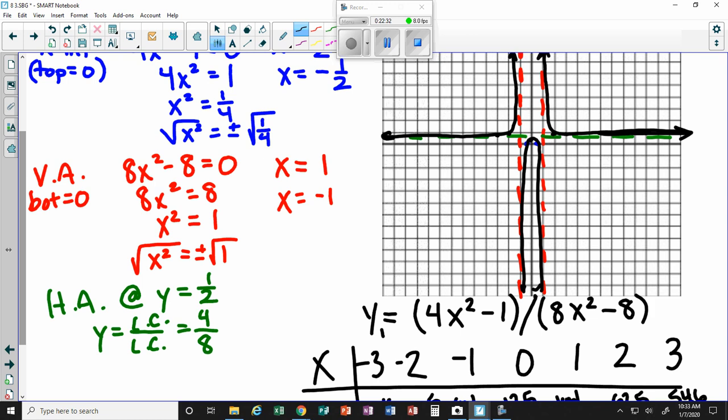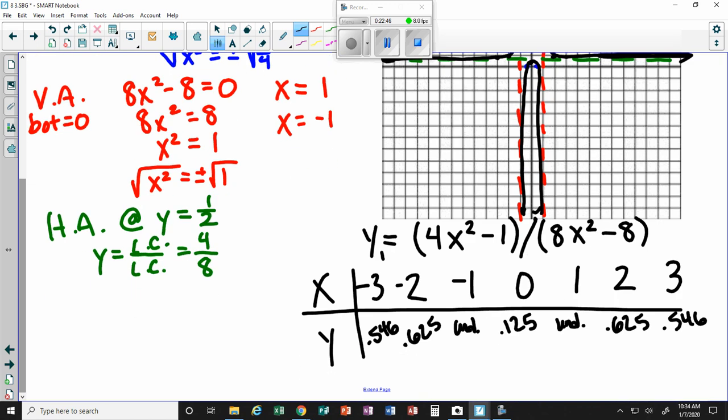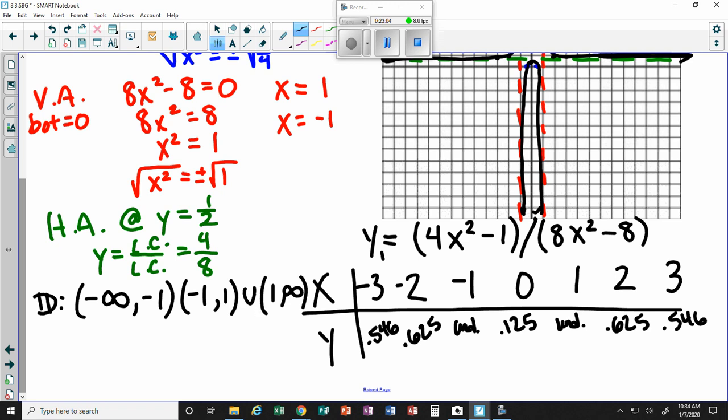Now, they didn't say to do domain and range. The domain would be everything but 1 and -1. Here's how you'd write it. We're going to exclude those, and there are two of them now. So I go from negative infinity to -1, then it breaks at -1. Between -1 and 1 it exists, then it breaks again at 1 and goes to infinity. That's how you write your domain.